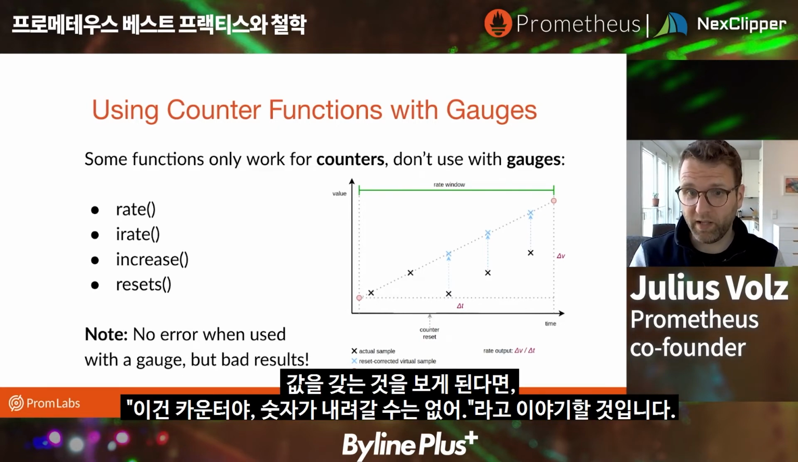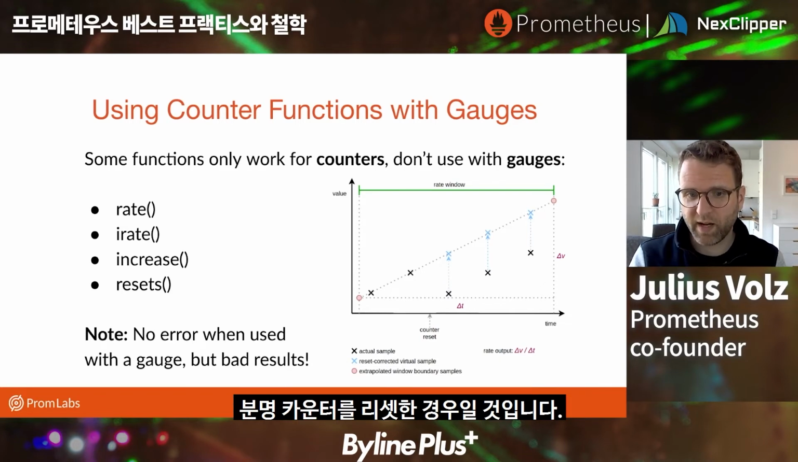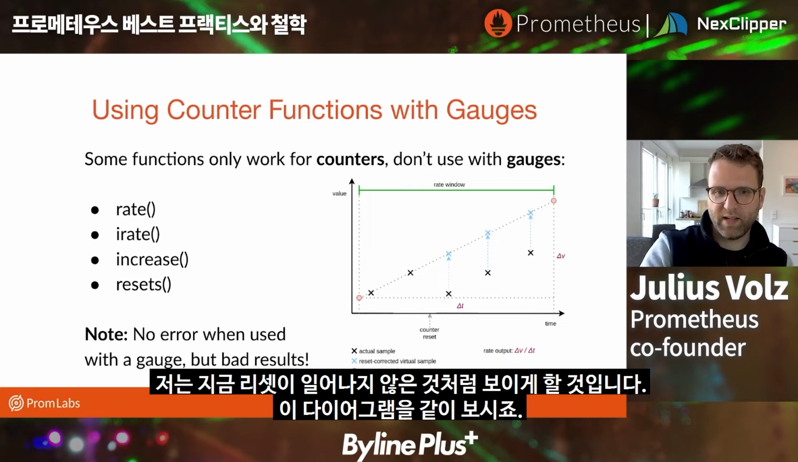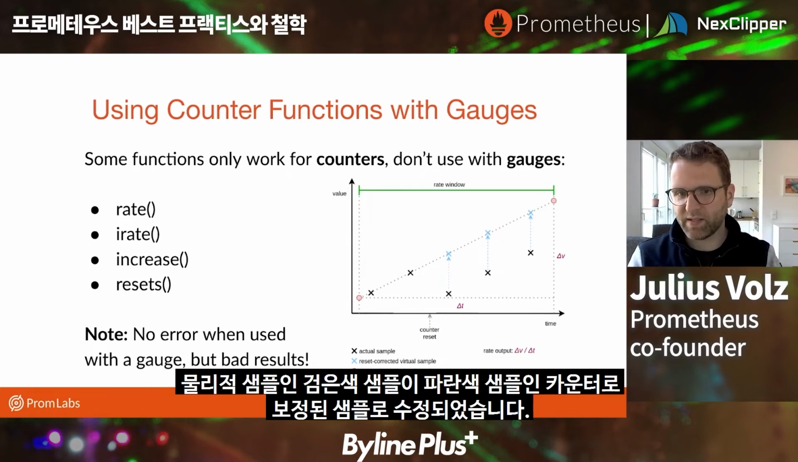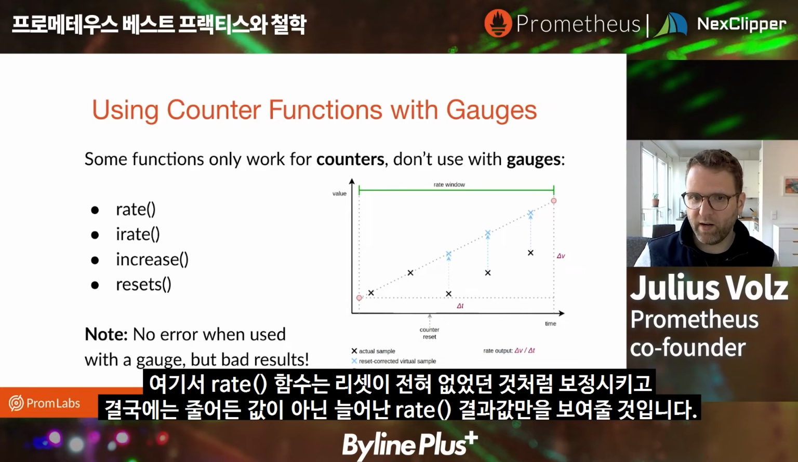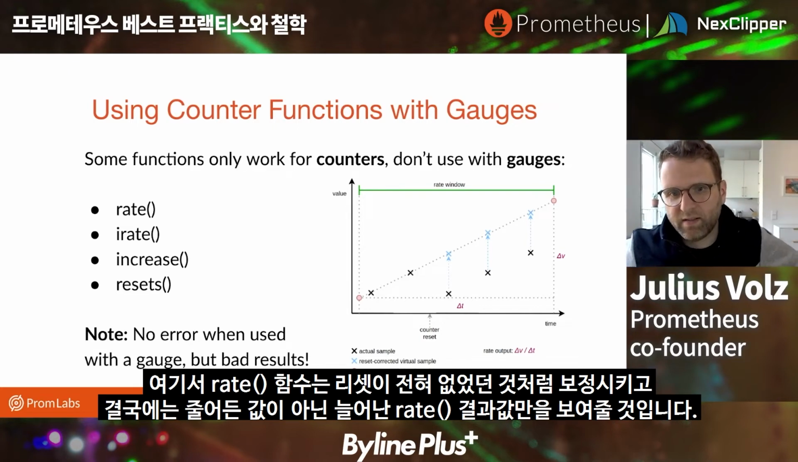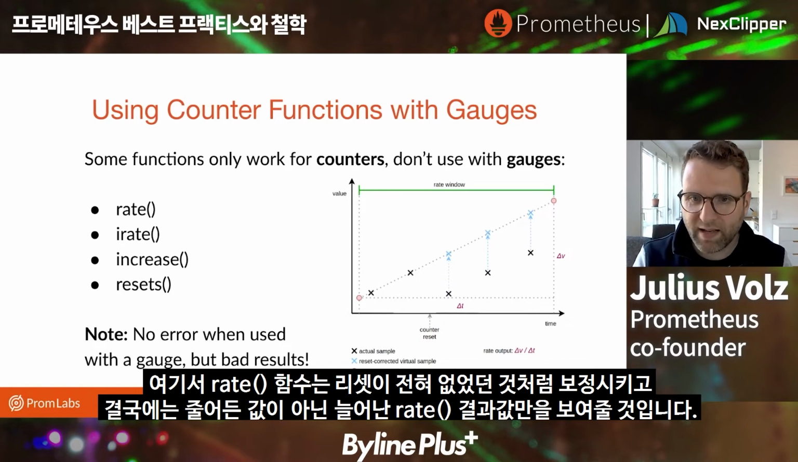It cannot normally go down. So that must have been a counter reset. So I will pretend as if that reset had never happened. And you can see these in this diagram. The black samples are the physical ones, and the blue ones are the counter-corrected samples, where the rate function pretends as if that reset had never happened, and it basically neutralizes them away. And it will, in the end, always give you only a positive rate and not a negative one.